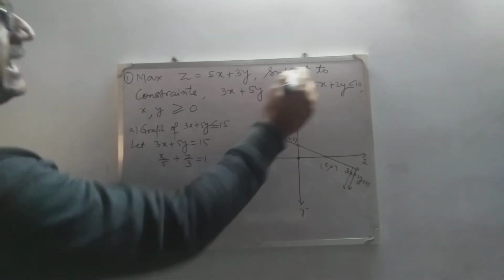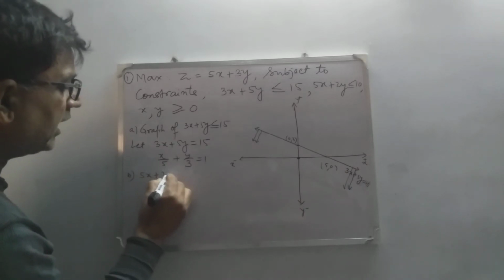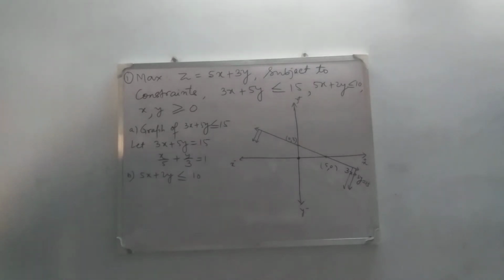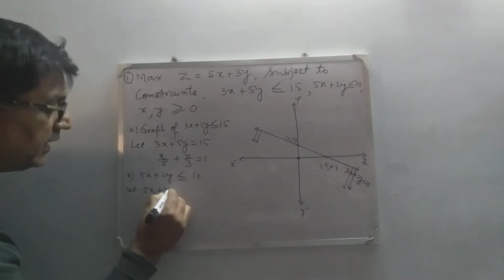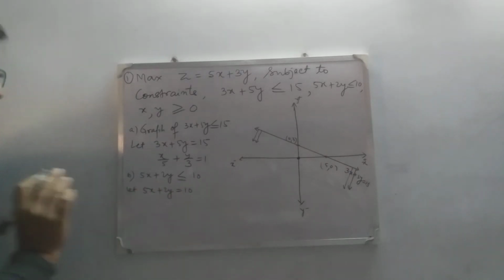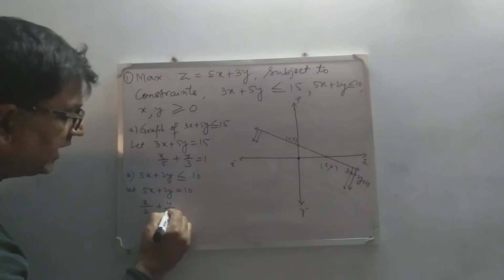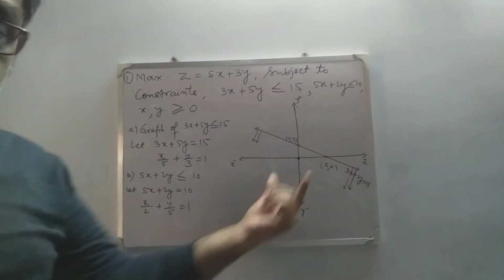Now we take the second equation, that is B, that is 5x plus 2y less than or equal to 10. Now let 5x plus 2y is equal to 10. Now, if we divide both sides by 10, what will we get? x by 2 plus y by 5 is equal to 1. Now, here we can also draw the graph of this line.